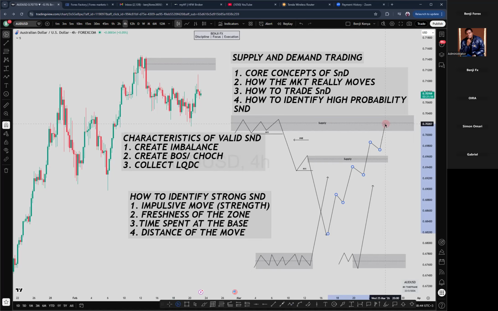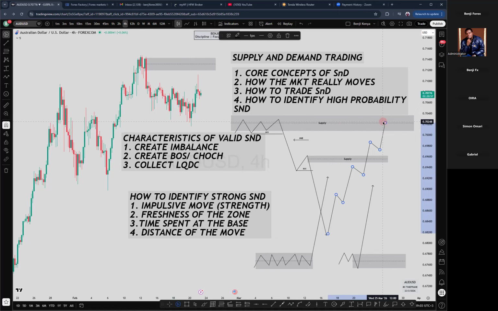At what particular time can we hit the sell button? And what are we supposed to see before we hit the supply? And where can we target? That's what we usually call the take profit. And where can we place our stop loss? Those are the things that we're going to be talking about.